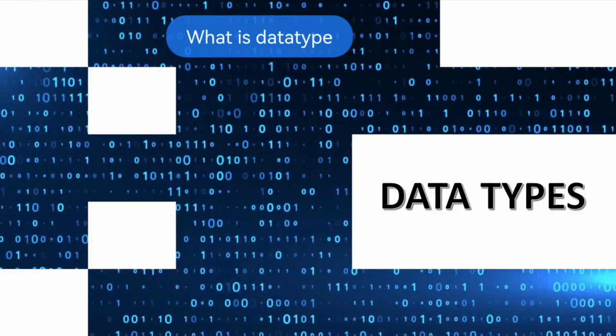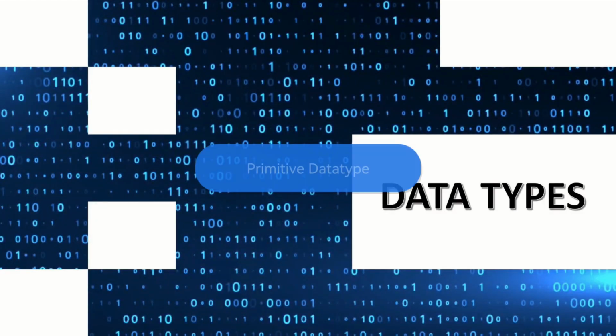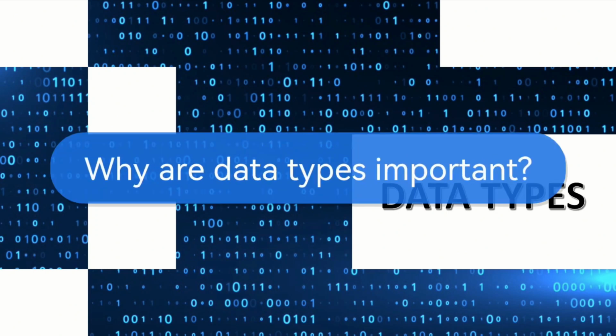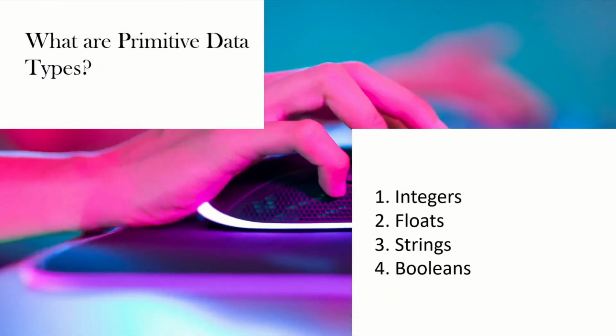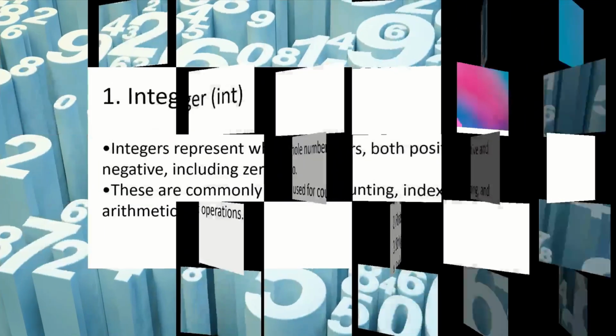In this video, I will explain what is data type, primitive data type, different types of data types in Python, why are data types important in Python. Data types in Python. What are primitive data types? Integers, floats, strings, boolean. These are the primitive data types.